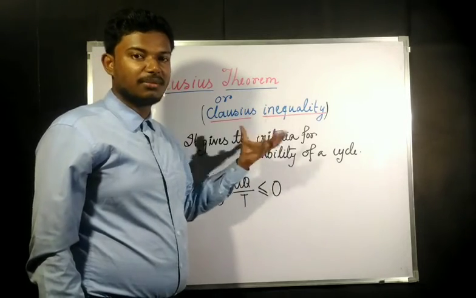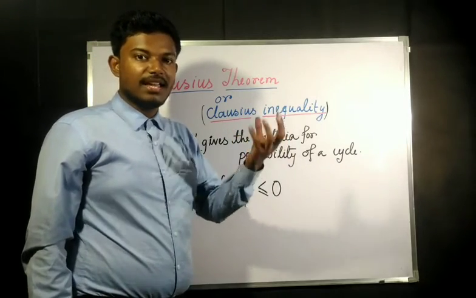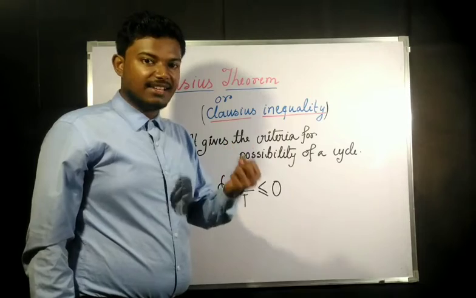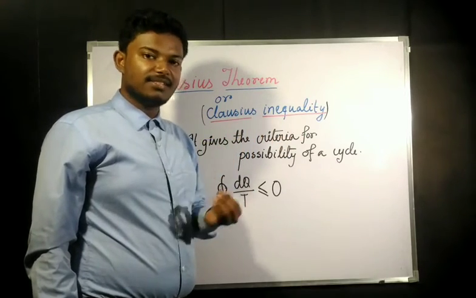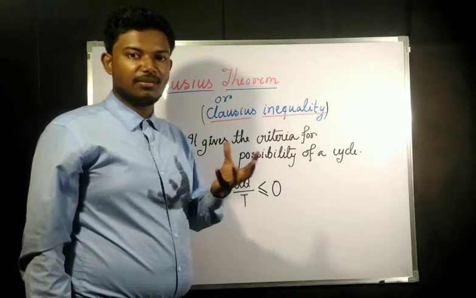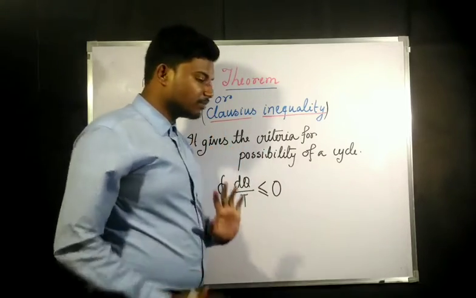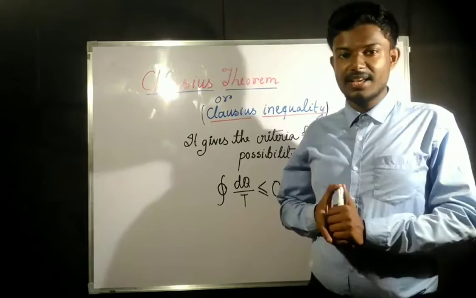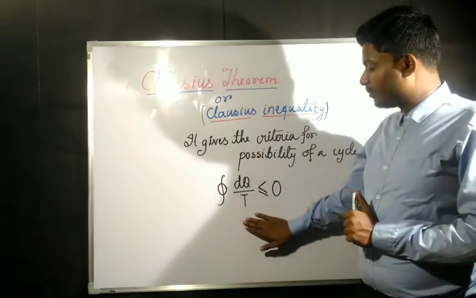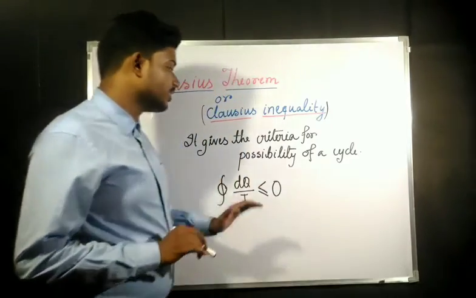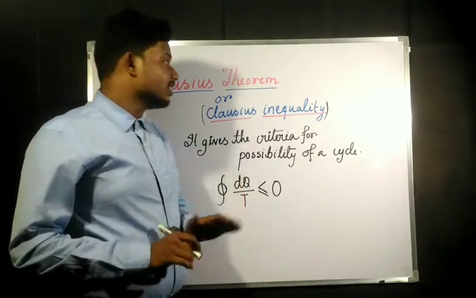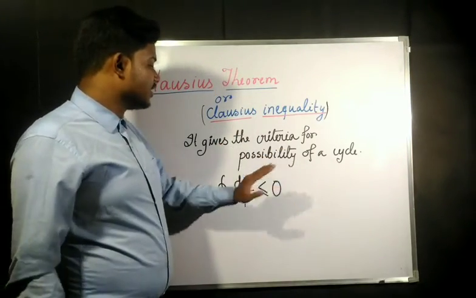Now the first law of thermodynamics you can easily understand. If the work you are going to take out is less than the heat given, then easily you can say that this satisfies the first law of thermodynamics. But only after applying the second law can you understand whether this is actually possible or not. This is the inequality criteria.